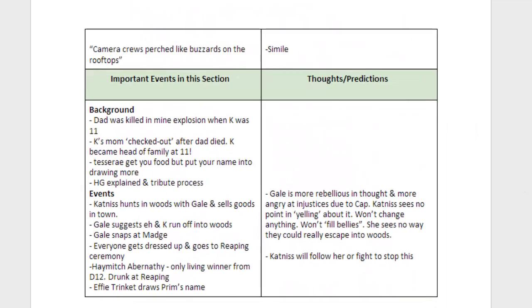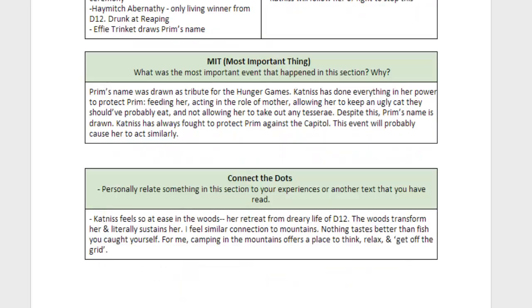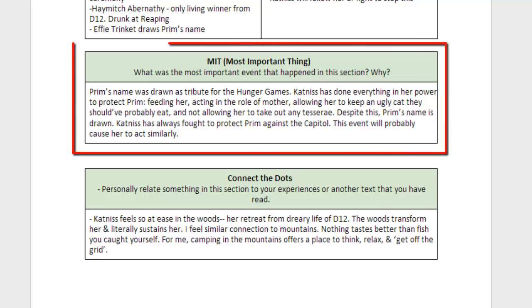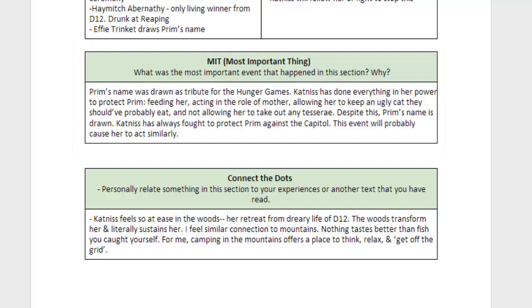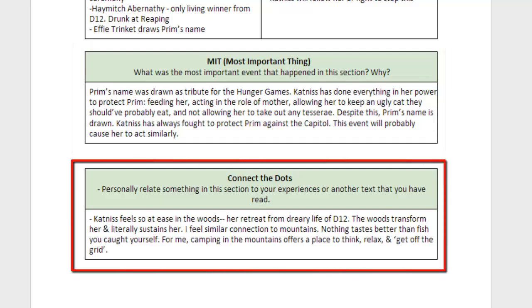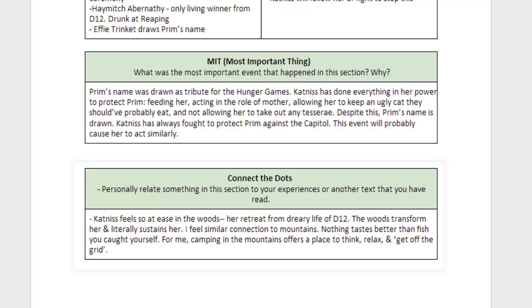After I finished the chapter, I made a quick list of the important events. Some really important background information about Katniss's dad, the Reapings, and the Hunger Games was also shared, so I noted that too. Also, after I finished reading, I noted the MIT. In this case, I felt it was Prim's name being drawn, and I explained why. And finally, I made a personal connection to the text.